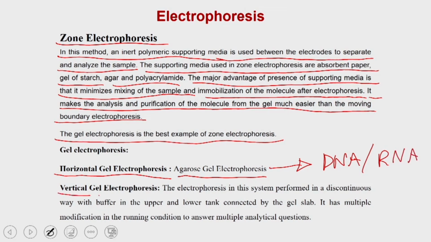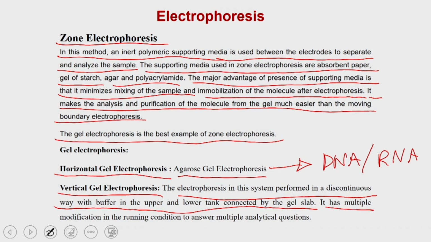Whereas in vertical gel electrophoresis, the electrophoresis in this system is performed in a discontinuous way, with the buffer in the upper and lower tanks connected by the gel slab. It has multiple modifications in the running conditions to answer multiple analytical questions. So, we are going to start with the vertical gel electrophoresis.